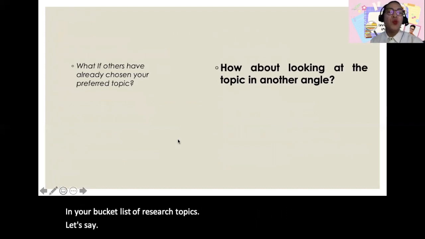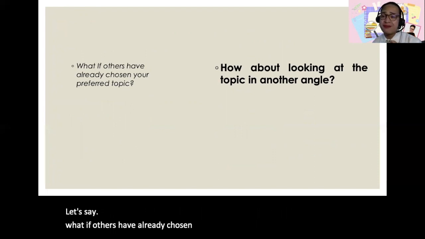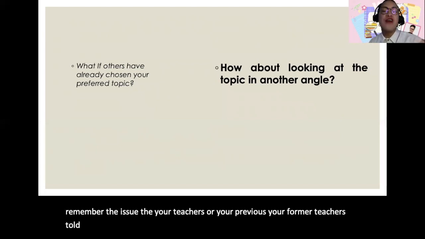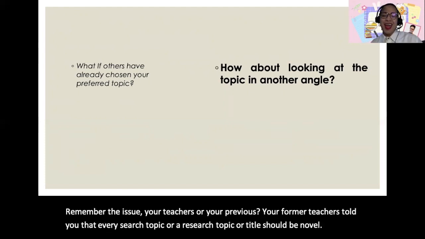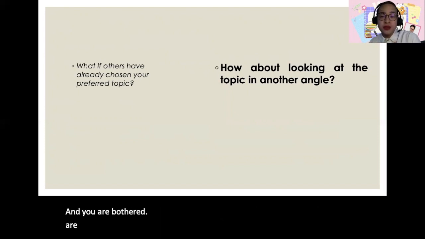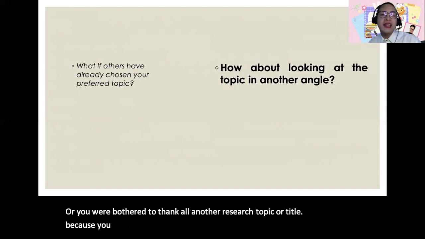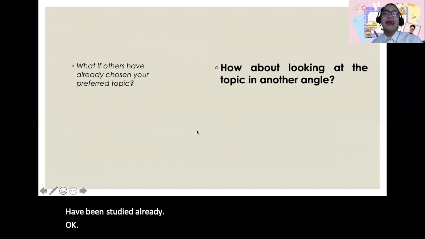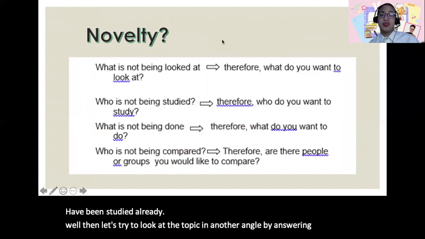Let's say, what if others have already chosen your preferred topic? Remember the issue? Your former teachers told you that a research topic or title should be novel. And you were bothered to think of a novel research topic or title because you think that almost all topics or titles have been studied already. Okay, well then let's try to look at the topic from another angle by answering the following questions.